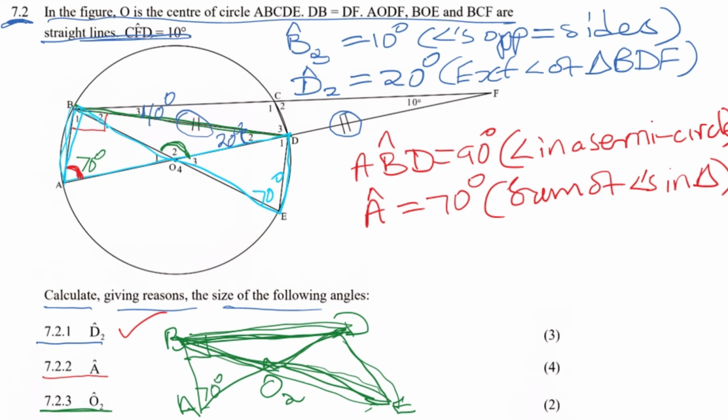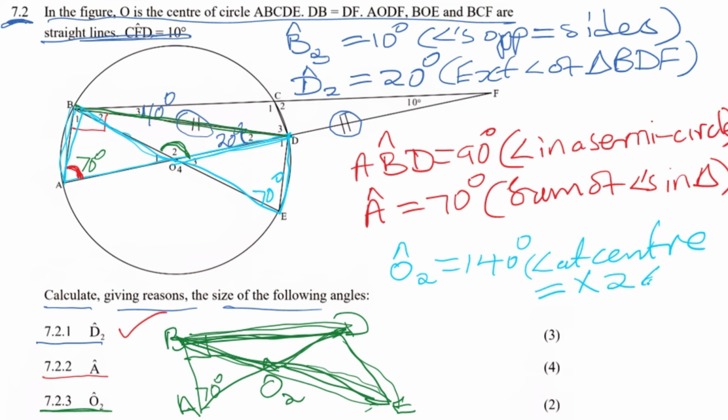And the very same line, this green line that we have, subtends this angle, which is O2, the one that they want. So we will say angle O2 is equal to 140. How do I get to 140? It's because that one is 70. 70 multiplied by 2 is 140. And the reason will be: angle at the center is equal to twice angle at the circumference. So that becomes your reason.